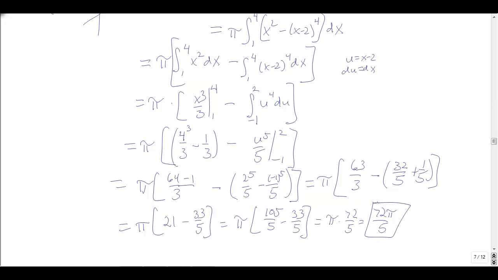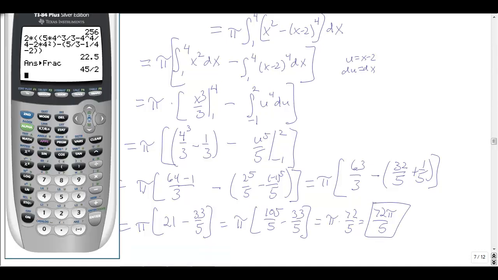Let's see if I actually got the arithmetic right. I'm going to go to my calculator. I'm going to do 4 to the 3rd divided by 3 minus 1/3, close parenthesis, minus the second bit, 2 to the 5th divided by 5 minus negative 1 to the 5th divided by 5, close parenthesis. I hit enter, math to a fraction. Hey, look, I actually got the right answer. So it should be 72 pi over 5.